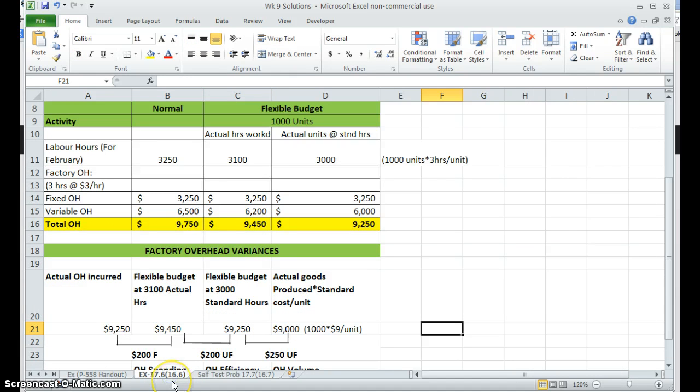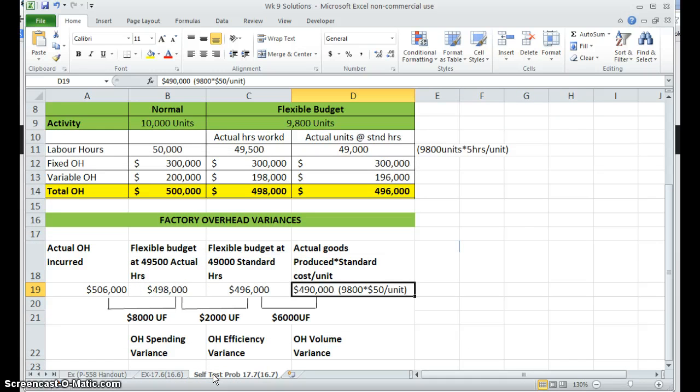In the second question, which is the example, now let me flick that over. The actual units produced were 1,000 units. Each unit takes 3 hours to manufacture, so it's 3,000 hours. So you have to create a flexible budget for 3,000 hours. That means for 1,000 units at standard hours. So you could get a flexible budget for 3,000 hours. Here, this is the flexible budget for actual hours.